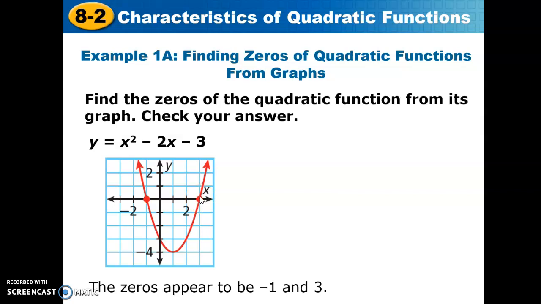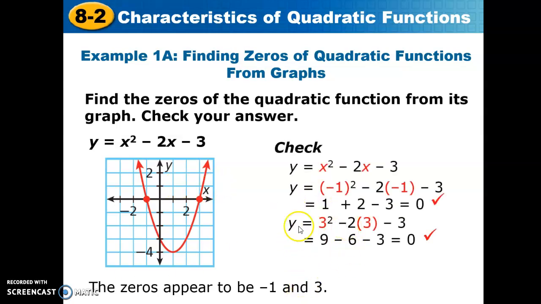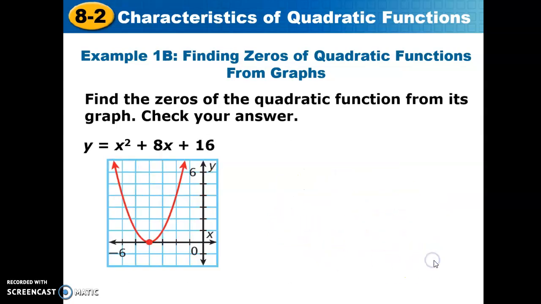Now, we say appear because when we have a graph, especially with a parabola, things aren't always 100% accurate. There's a lot of sketching involved with a parabola. So it looks like those are the zeros. To make sure, we're going to plug our numbers in. So we're going to plug -1 into our function, and when we do, we indeed get a 0. Then we're going to plug 3 into our function, and again, we get a 0. So those are our zeros. That first example had 2 zeros.